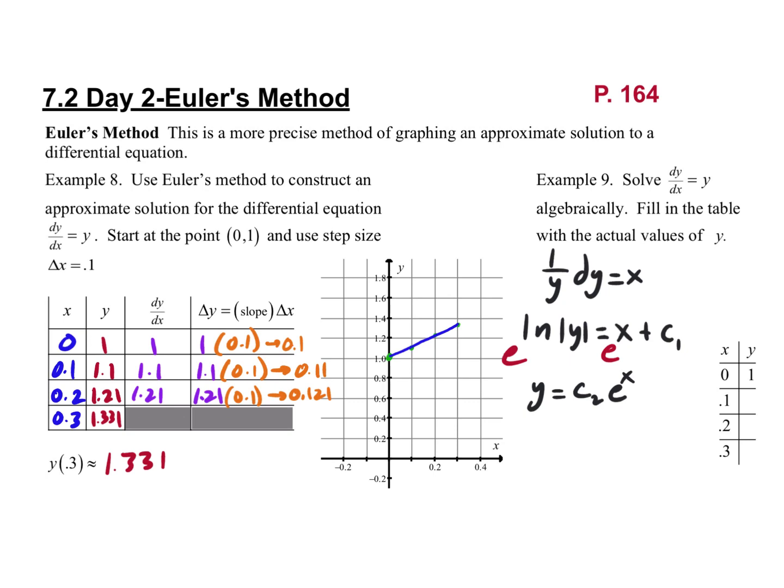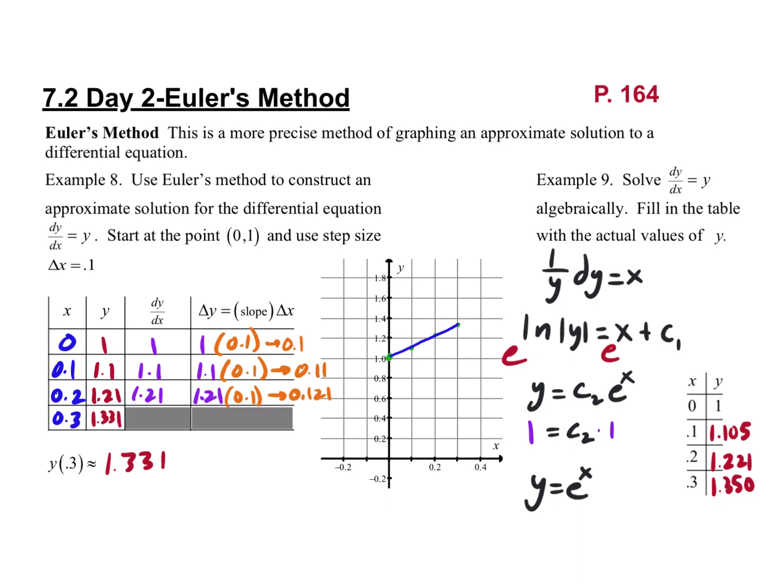Okay, in this case, since they give us the point 0, 1, 0 goes in for x, so e to the 0 is 1, y goes in for y, so my second constant is just 1. All right, so we're working from this equation, y equals e to the x. So it's just a matter of plugging 0.1 in for x, 0.2 in for x, 0.3 in for x. Did you all get that? Okay, good. So there are my numbers, there are my values.